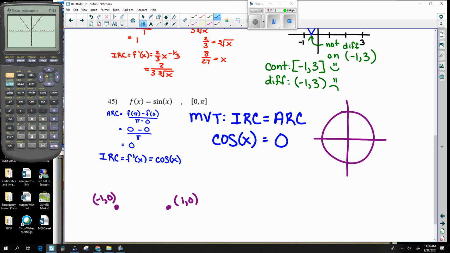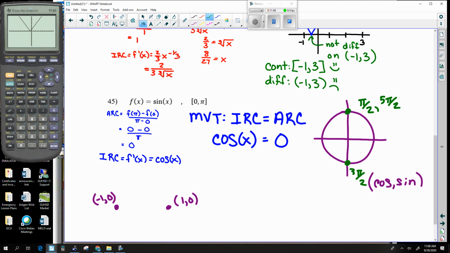And so cosine is the x coordinate. And so where is the x coordinate 0? Well, it's right here and right here. So it would be like pi over 2, 3 pi over 2, 5 pi over 2, like if you make more than a circle, et cetera, et cetera. 7 pi over 2, things like that.